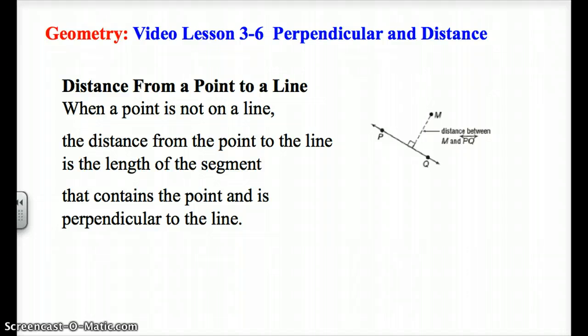Today we're talking about section 3-6, which is on perpendiculars and distances. We're going to take a look at the distance from a point to a line, and you have a picture there of line PQ with point M. When you're looking for distances, the distance from a point to a line is always going to be the perpendicular line. When you talk about distance, you're talking about the shortest length from a point to a line, and that is going to be perpendicular.